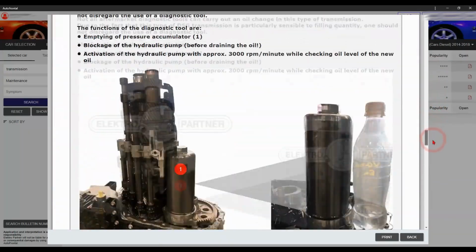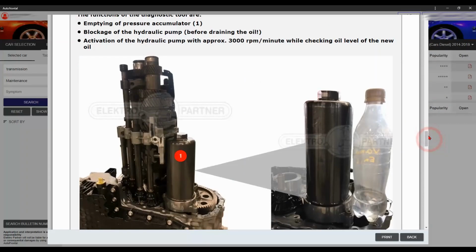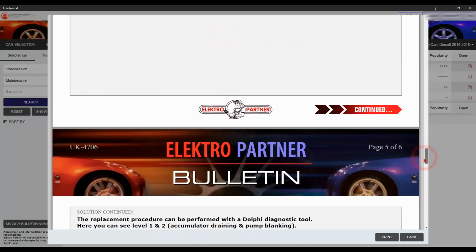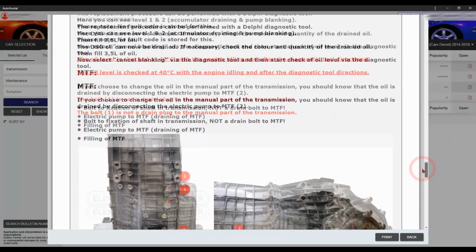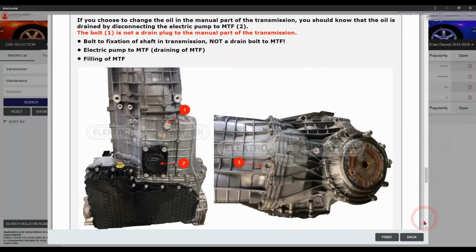A little explanation why this transmission is somewhat special. Part of this is because of the pressure accumulator and the electric ATF pump. In addition, we also show the procedure for how to change the manual transmission oil. Even though this is not a part of the OE maintenance service schedule, I am sure that the transmission is going to like this in the end. And therefore a lot of our customers from the independent workshops choose to change this oil too at some point.